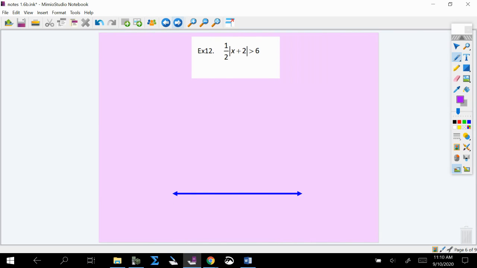Here's one that's got an extra fraction in front because I want to make sure you know how to deal with it. So if I have a fraction in front, I have a 1/2 in front, I have to multiply by the reciprocal.